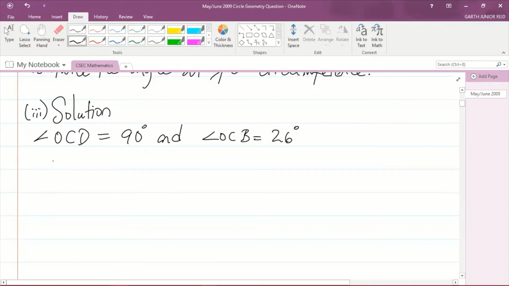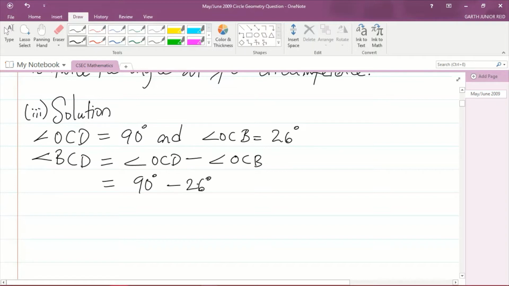Okay? So it means that if that is the case, then our angle BCD is going to be equal to the bigger angle, which is OCD, minus the smaller angle, which is OCB. Okay? So I can now say that this is equal to the angle OCD, that's 90 degrees, minus the angle OCB, that's 26 degrees. So therefore, our angle BCD is equal to 90 degrees minus 26 degrees, that's 64 degrees.